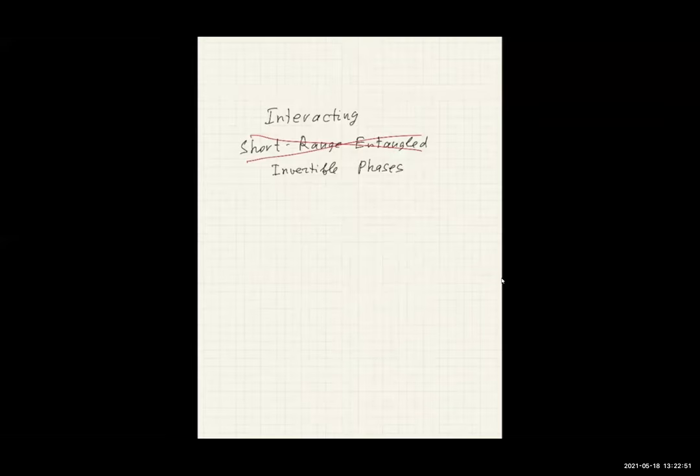Right. So the topic of this session, I'm going to be the moderator, and we're going to discuss interacting invertible phases of quantum matter. I changed the title from short-range entangled because, first of all, short-range entangled is not exactly a well-defined thing, because different people mean different things by this. While invertible phase is a bit more clear, because, well, I'll explain in what sense I mean this, but that's something a bit more well-defined.